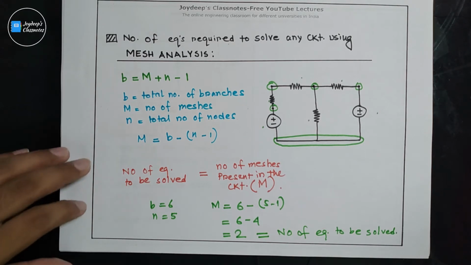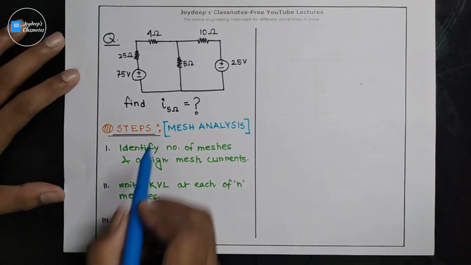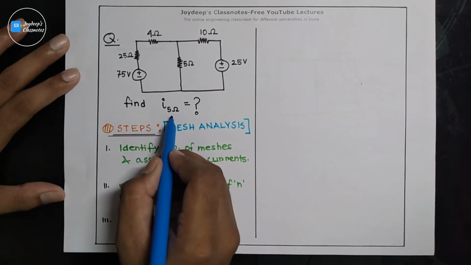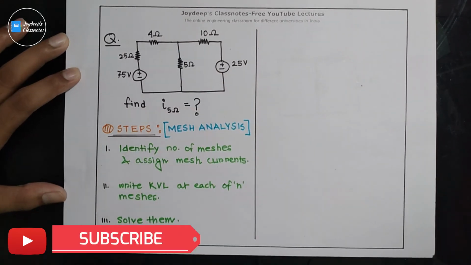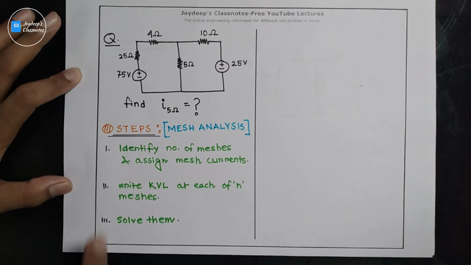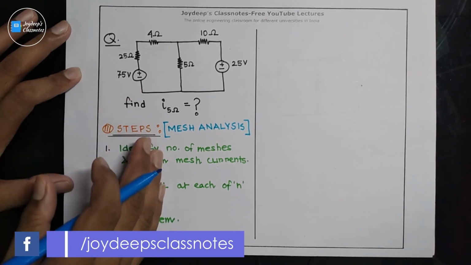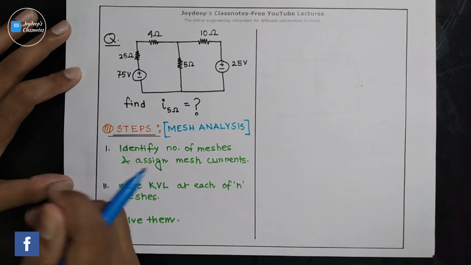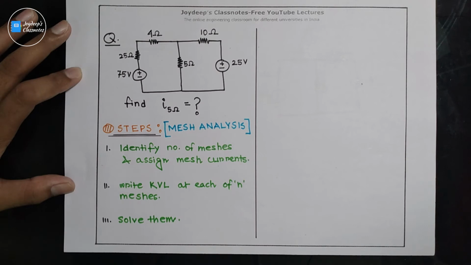Let's move to the next slide. Now we'll be solving this question. The question asks you to find the current flowing in the 5 ohm resistor, that is, the current flowing in this branch. We can solve this question using a lot of other methods as well, but for the sake of understanding mesh analysis, we'll be using mesh analysis to solve it.